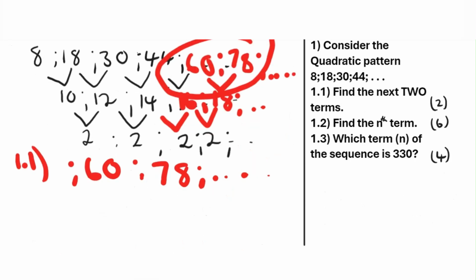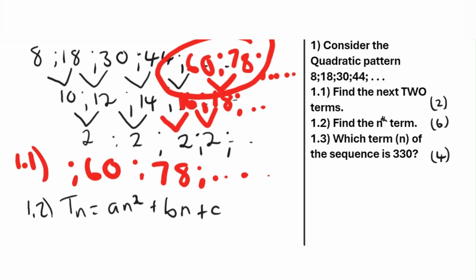Now question 1.2 says find the nth term of the sequence. Now we are looking for a, b, and c, because we want to write Tn as a n squared plus b n plus c. So this is supposed to be a squared. Okay, now we are looking for a, b, and c.